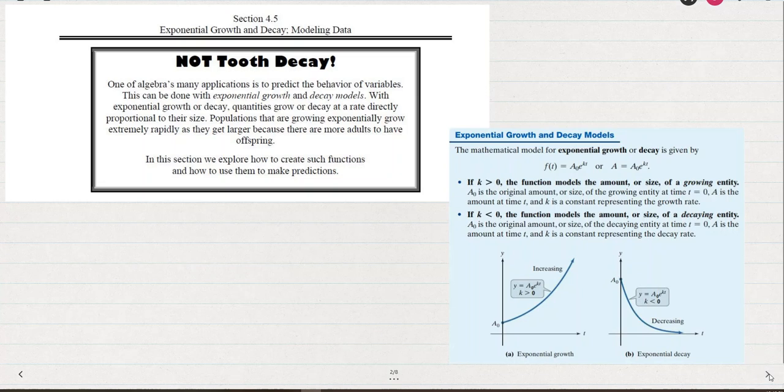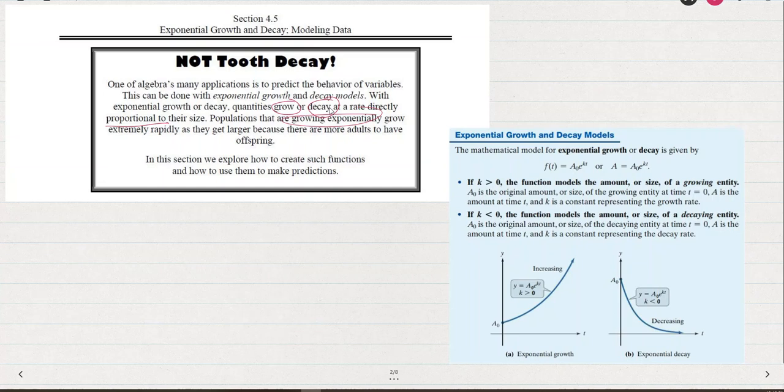One of algebra's many applications is to predict the behavior of variables, and this can be done with exponential growth and decay models. With exponential growth or decay, quantities grow or decay at a rate directly proportional to their size. Populations that are growing exponentially grow extremely rapidly as they get larger because there are more adults to have offspring. In this section, we're going to explore how to create such functions and how to use them to make predictions.